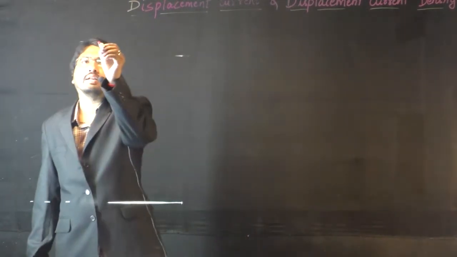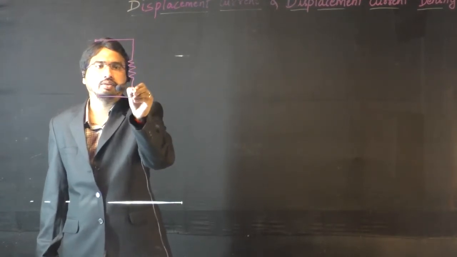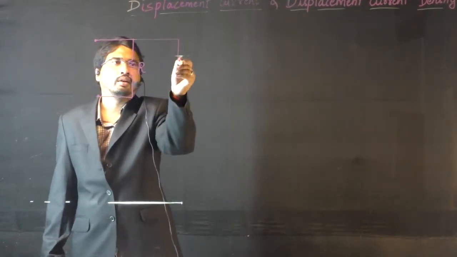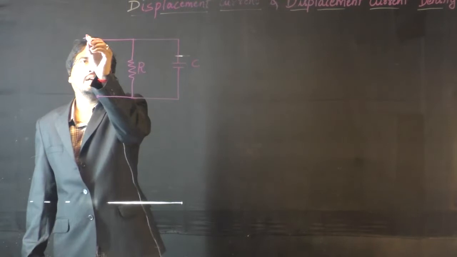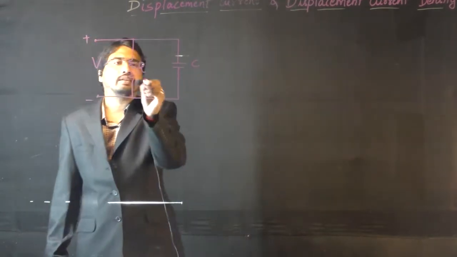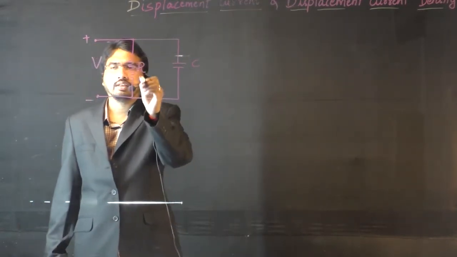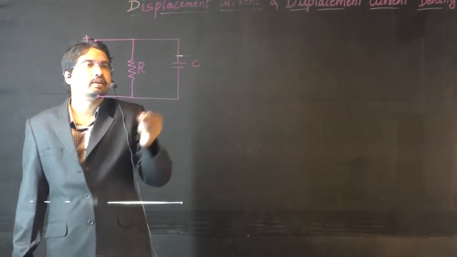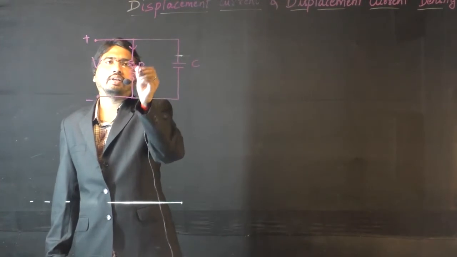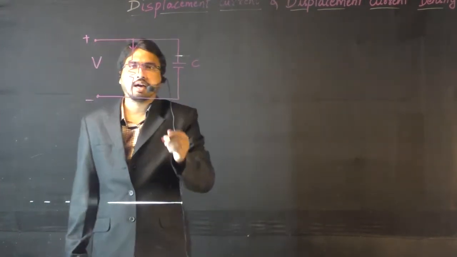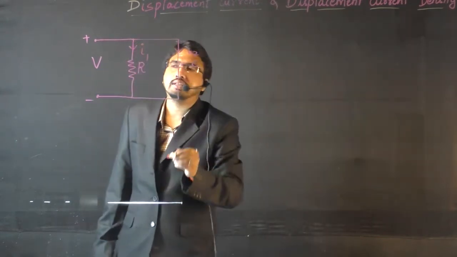Consider a parallel RC circuit. Suppose I am taking a simple parallel RC circuit, and I am providing a supply voltage V. As these are parallel branches, the same voltage will appear across the two branches. That means the voltage in R is also V and the voltage in C is also V. Now for this parallel circuit, currents will be divided. Though the voltages in every branch will be the same, currents will be divided. Suppose we take the current in the first branch as I1 and the current in the second branch as I2.